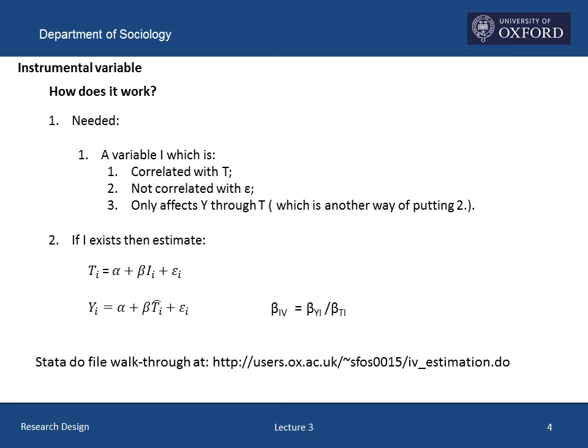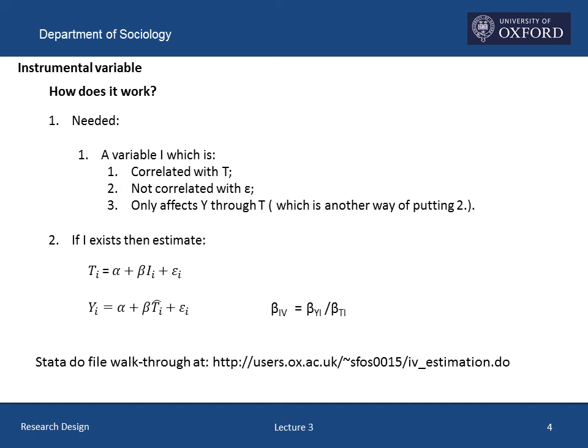So, how does this all work out in practice? First of all, we need an instrument. This instrument should be correlated with t. The higher the correlation, the better, and it should not be correlated with epsilon. Another way of putting the latter condition is to say that it should only affect y through t. If you can find something that plausibly meets these conditions, then you're in business.